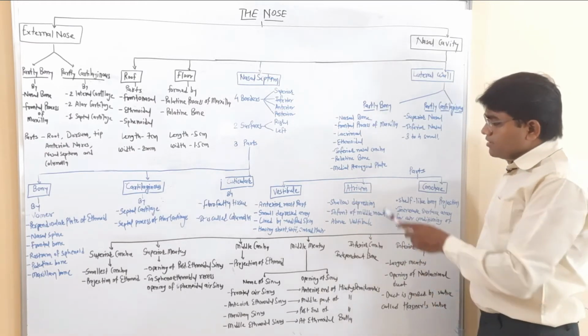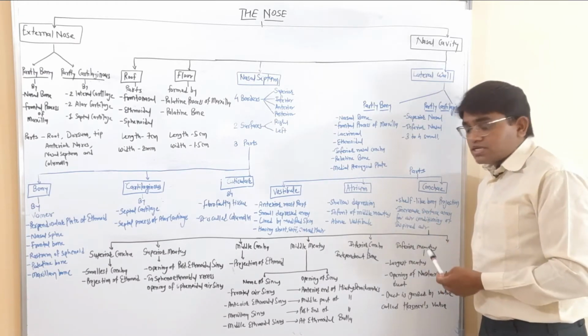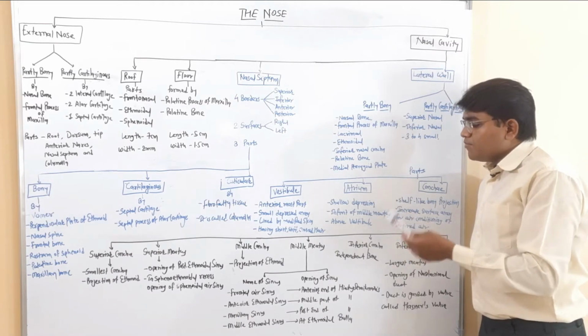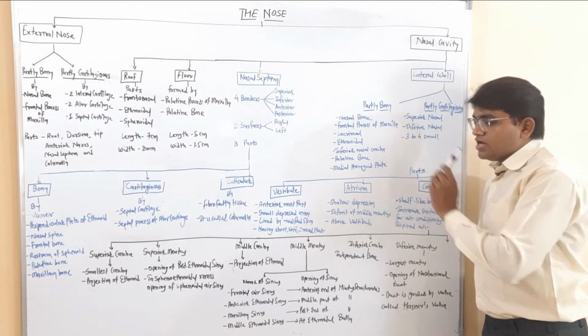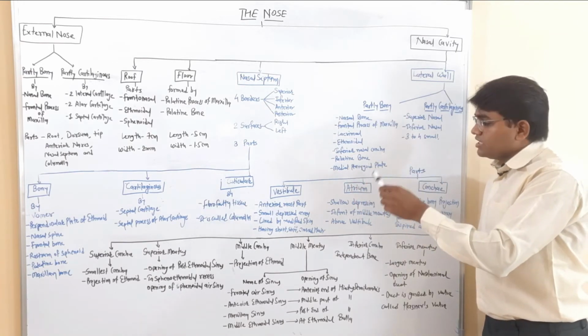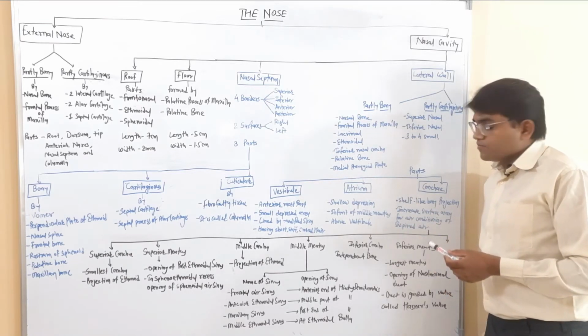Okay, then the atrium. The atrium is a shallow depression in front of the middle meatus and above the vestibule. Above the vestibule and in front of the middle meatus, there is the presence of the atrium. It is a shallow depression.